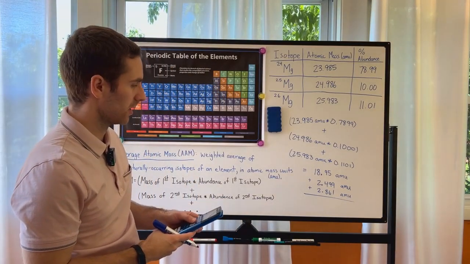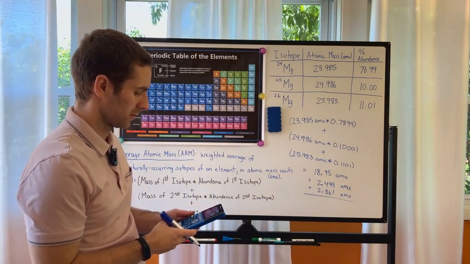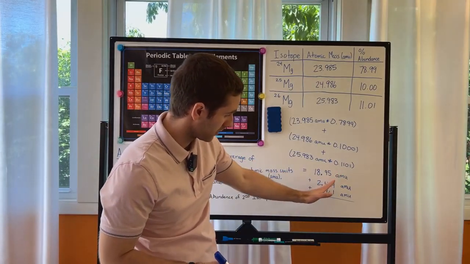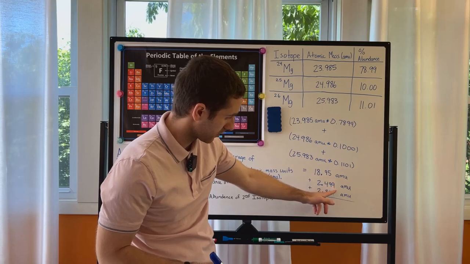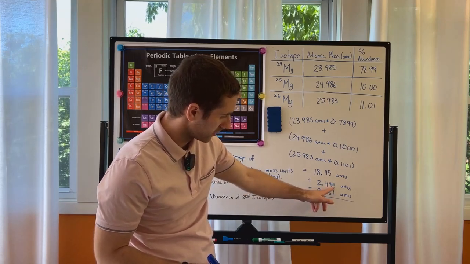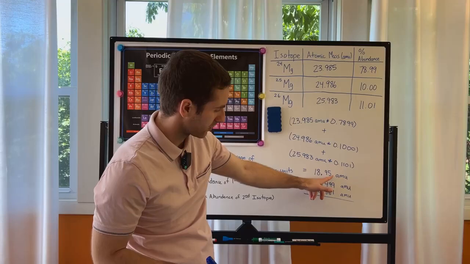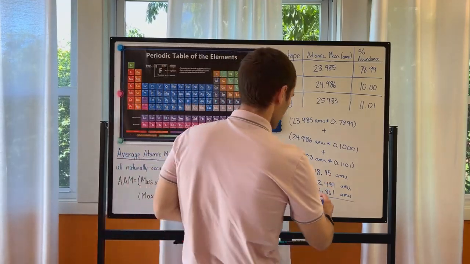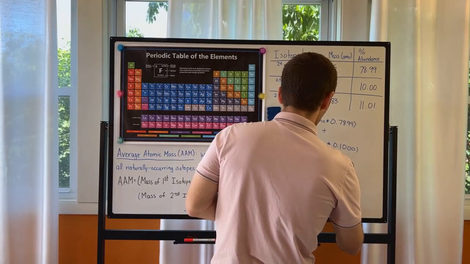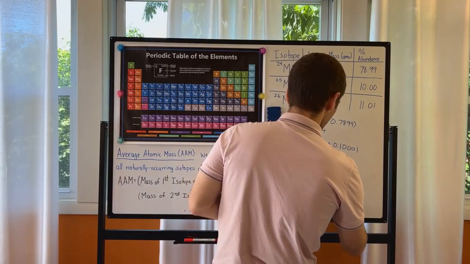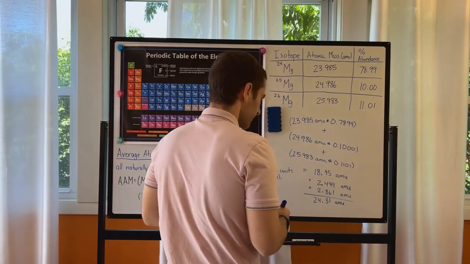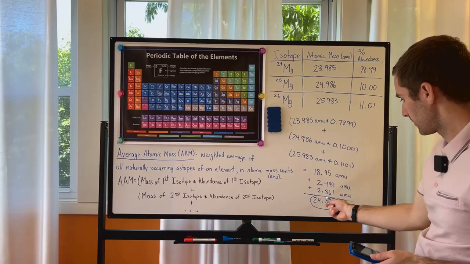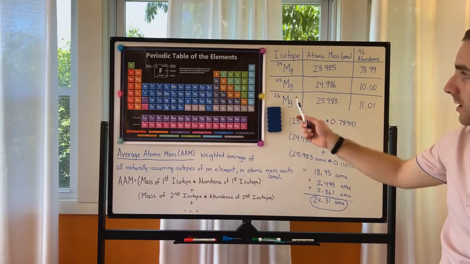And then I add those all up. And then I'm going to round to the leftmost decimal place. So these go to the 3rd decimal place or the thousandths place. This only goes to the 2nd or the hundredths place. So that's the rule when we add. So I'm going to round this to the hundredths place. So it rounds to 24.31 AMU. So that, according to the numbers that I started with, would be my average atomic mass of magnesium.